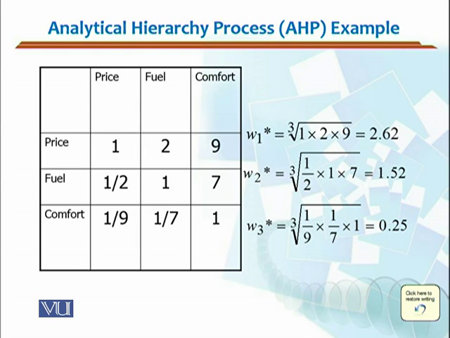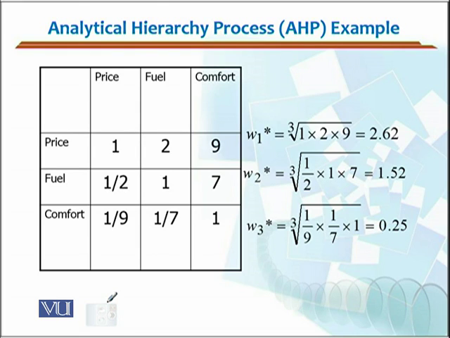Now, in step 1, we have to calculate the weights. So how would we do it? As there are 3 criteria, there would be 3 weights. So weight 1, which would be for price, would be the root of the product of all the values of the pairwise comparisons. What would that be in our case? It would be 1 multiplied by 2 multiplied by 9, and as there are 3 values, we would have a cube root. Then weight 1 would be 2.62.